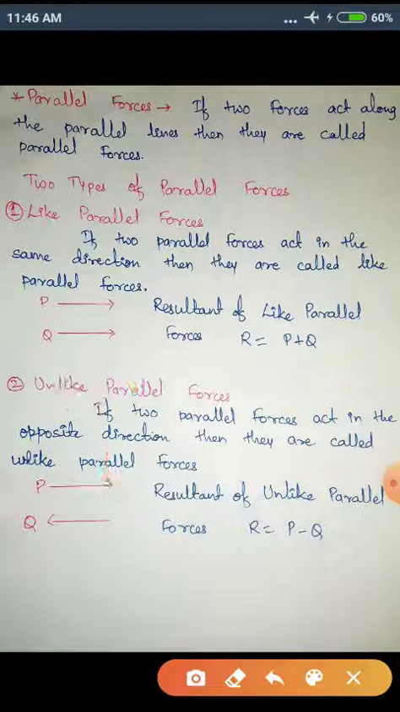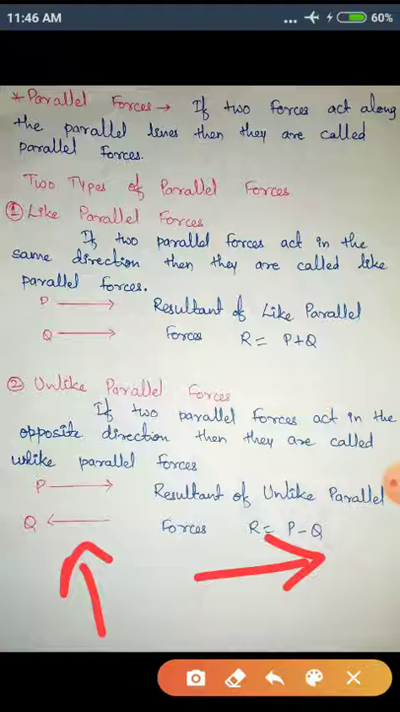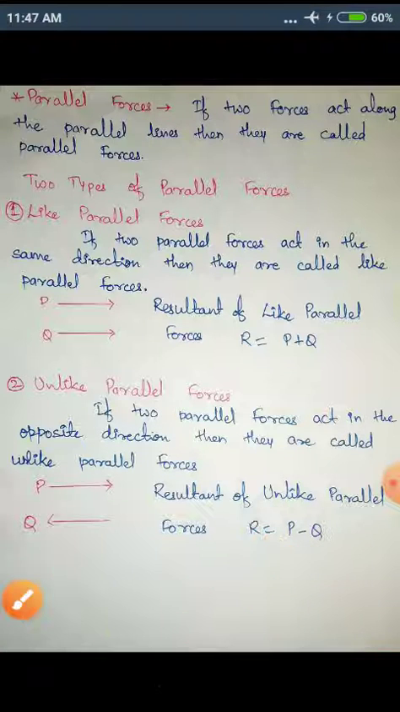Then we'll see what are unlike parallel forces. If two parallel forces act in opposite directions, then they are called unlike parallel forces. Here force P is acting in this direction, Q is acting in the opposite direction. These two forces are parallel but the directions are opposite, therefore they are called unlike parallel forces. The resultant of these two forces is R equal to P minus Q. The simple subtraction of the two forces gives the resultant in unlike parallel forces.